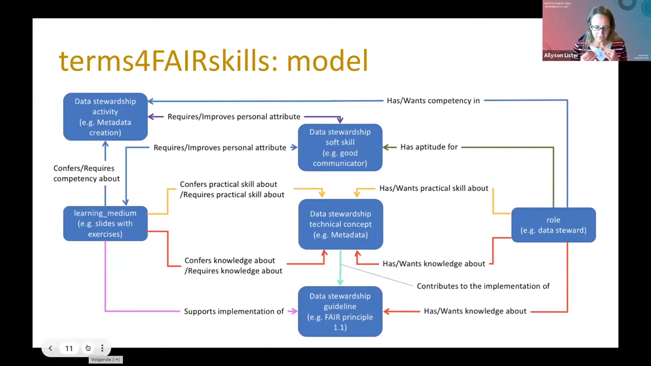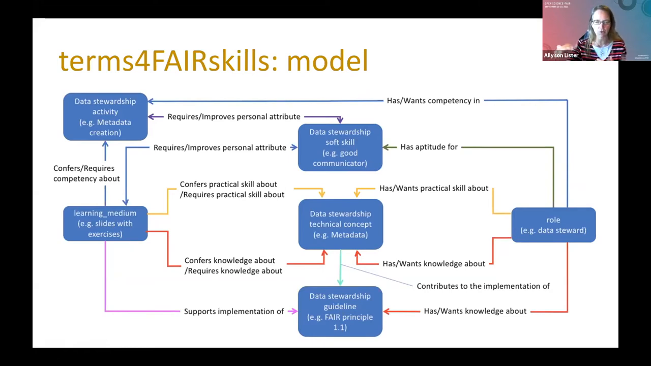And so to finish with the last 30 seconds or so, you don't need to memorize the whole thing, but I'm going to take you through a short use case. So let's say you're a data steward. So you start on the right-hand side of the model where it says role. You are a data steward and you'd like to learn about metadata. Now that's a technical concept and you can follow the 'once knowledge about' red arrow to take you to the center of the model. A data steward wishes to learn about metadata, and the metadata itself contributes to the implementation of, for example, FAIR principle F2, rich metadata.